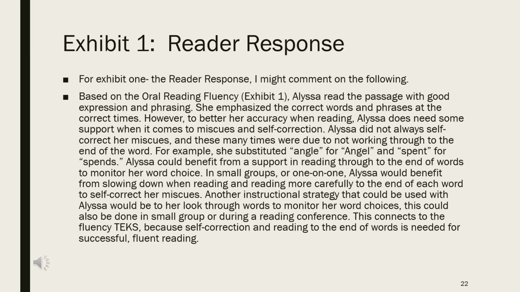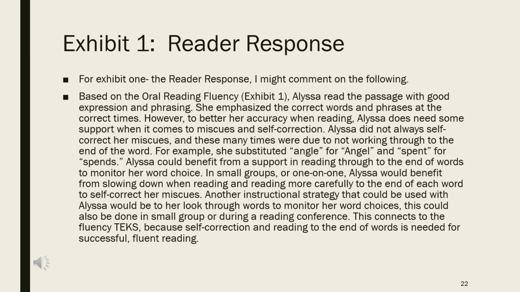However, to better her accuracy when reading, because she was at a 97% accuracy rate, but that doesn't mean it was perfect, right? Alyssa does need some support when it comes to miscues and self-correction. Alyssa did not always self-correct her miscues, and these many times were due to not working through to the end of the word. For example, she substituted angle for angel and spent for spends. So those were my specific examples that I provided to show the instruction I am recommending.